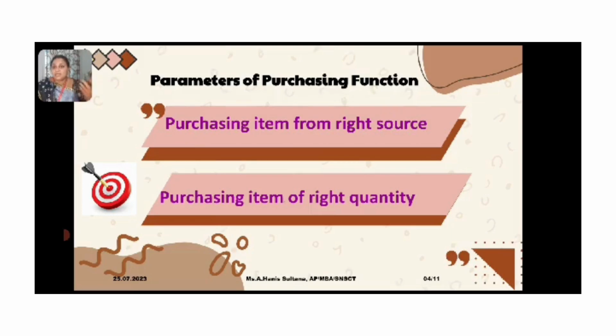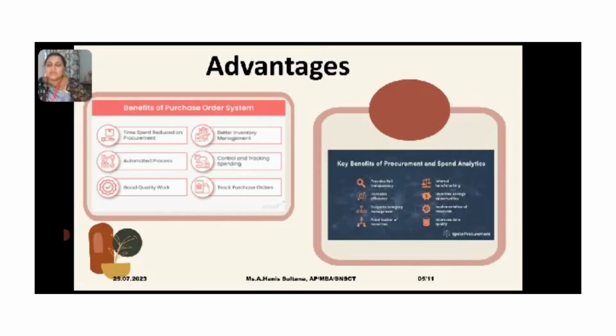And if the demand is 1000 units and suppose I am going to buy for only 500 units, then I have to balance with the supply. So these are the parameters and basic things which we have to consider before making a purchase. So again, now we are going to see what are the benefits of purchasing the order system.